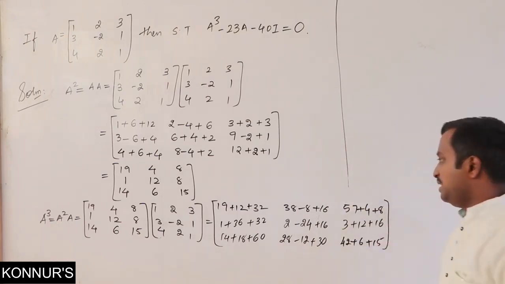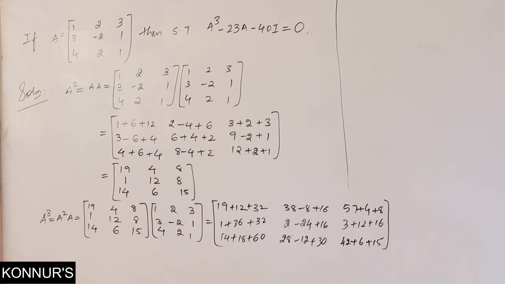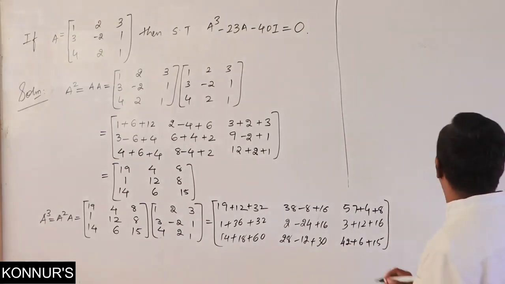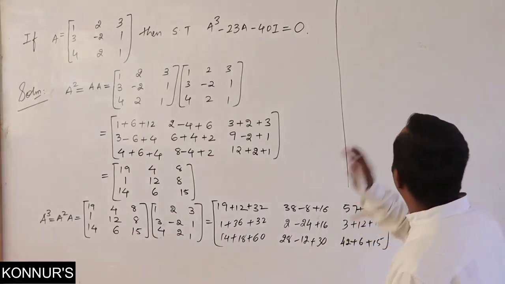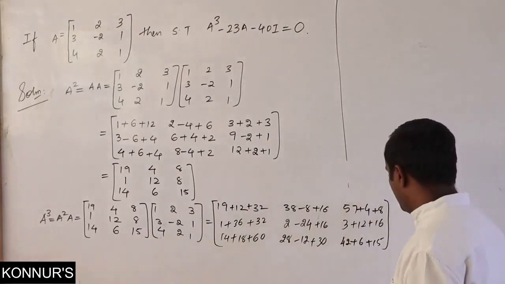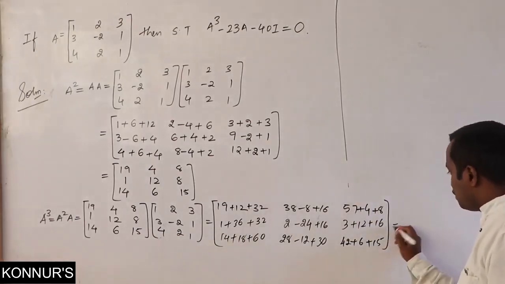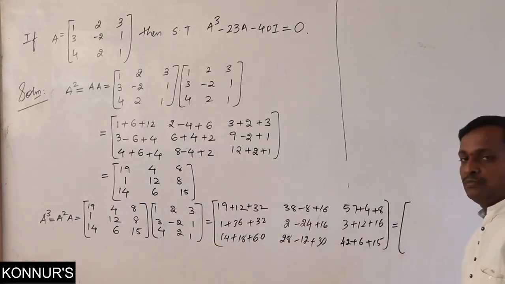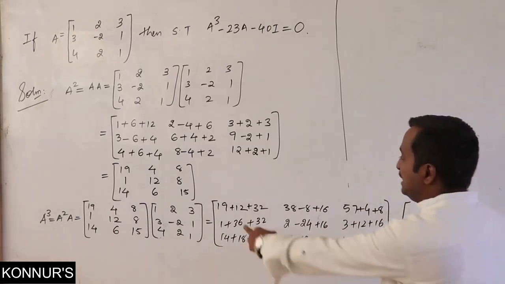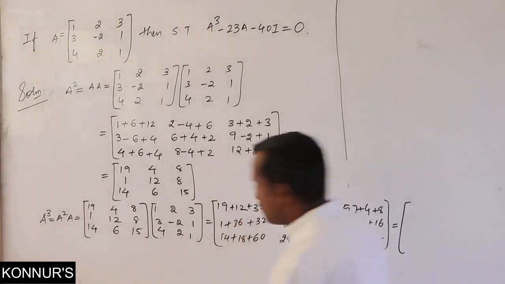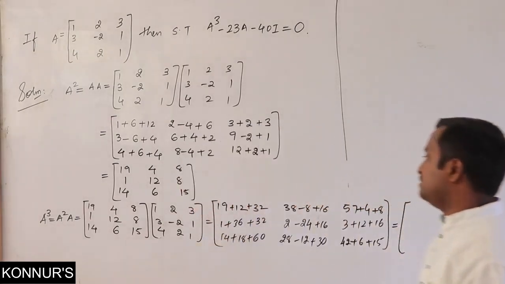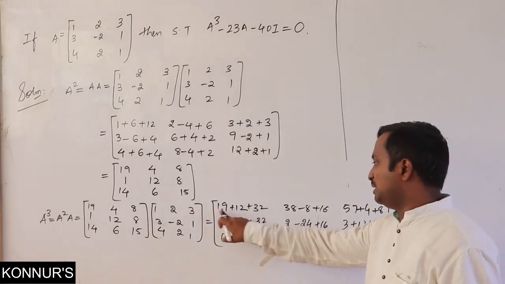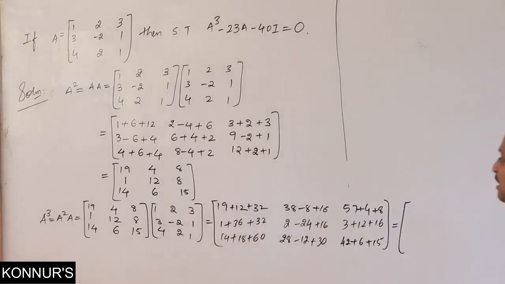This is a cube matrix. We need to rewrite it. Board is okay. We'll rewrite it. Okay, no problem. A cube: 19 plus 12 plus 32, 59. 59 plus 4, 63.